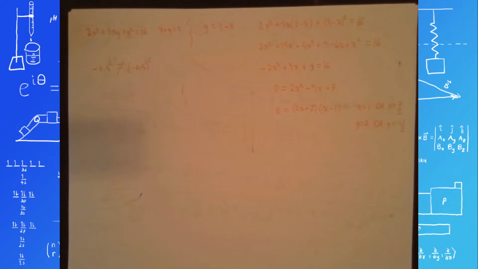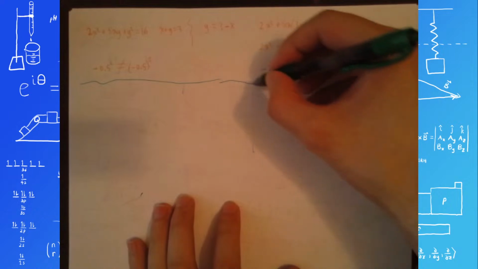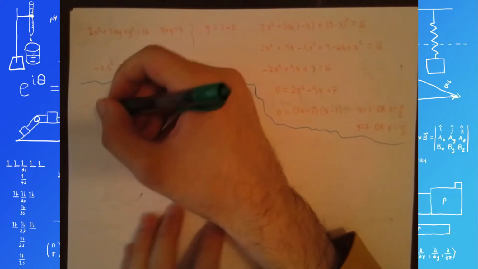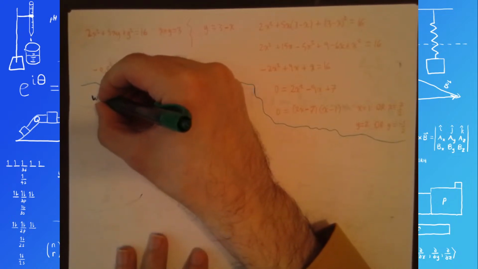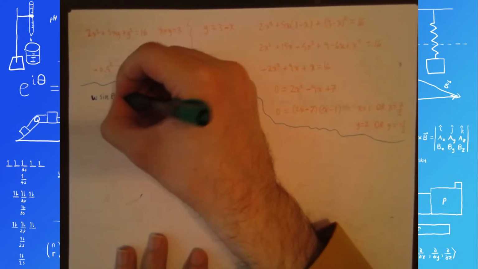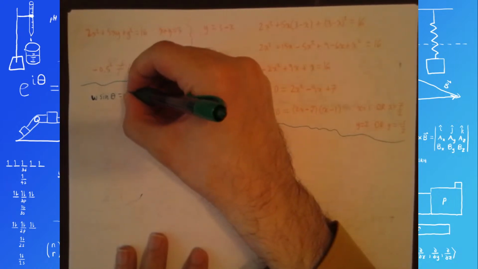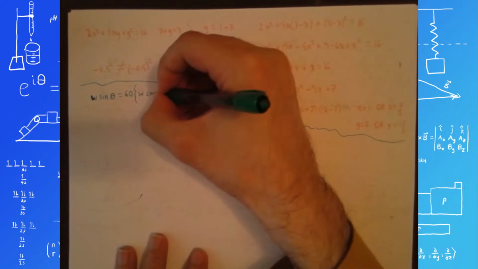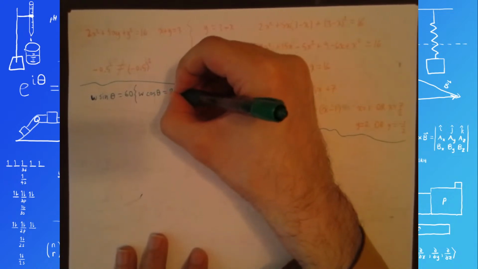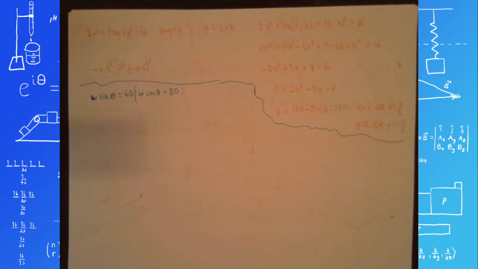Okay, next one says W sine theta equals 60 and W cosine theta equals 80. This should look somewhat familiar. Some of you might already see where this is going. W sine theta equals 60 and W cosine theta equals 80. Yeah, solving for unknown angles is a common thing that you didn't get to do in algebra.